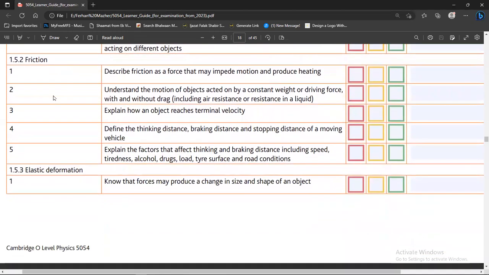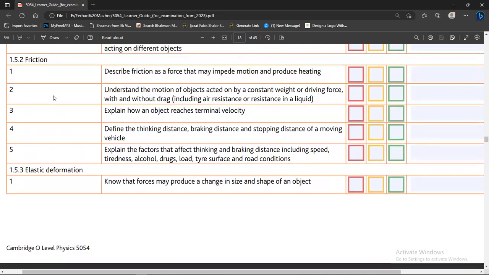The next topic is friction, and you should be able to describe friction as a force that may impede motion and produce heating. Understand the motion of objects acted on by a constant weight or driving force with and without drag, including air resistance or resistance in a liquid. Explain how an object reaches terminal velocity.